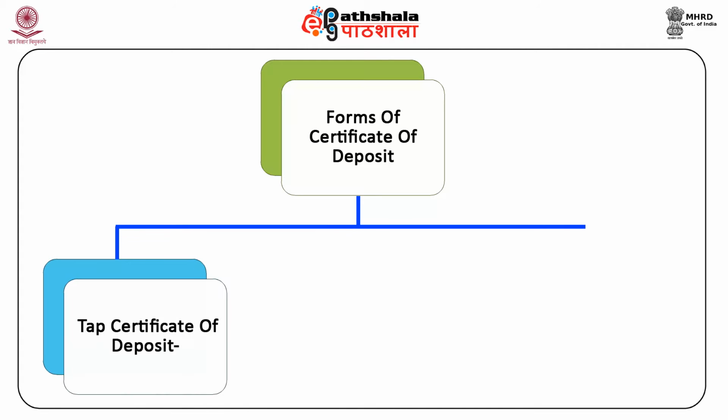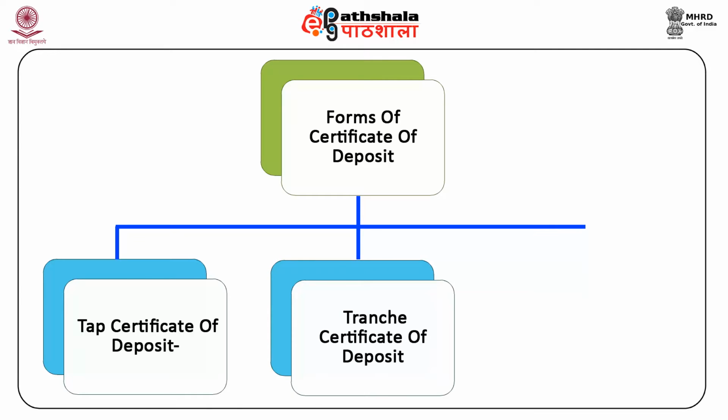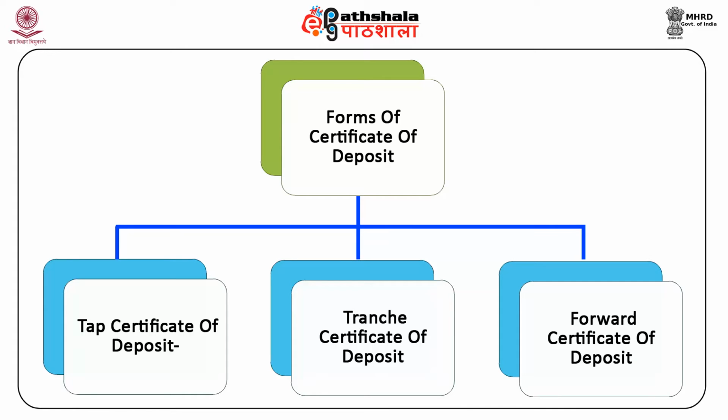1. Tap certificate of deposit. These CDs are issued by the banks in fixed multiples regardless of the amount of funds needed by it at a particular point of time. 2. Tranche certificate of deposit. Smaller banks generally issue these CDs as their need for funds is limited. Tranche CDs are issued in smaller denominations in successive installments. 3. Forward certificate of deposit. Forward CDs are issued at a fixed interest rate and at a given future date.